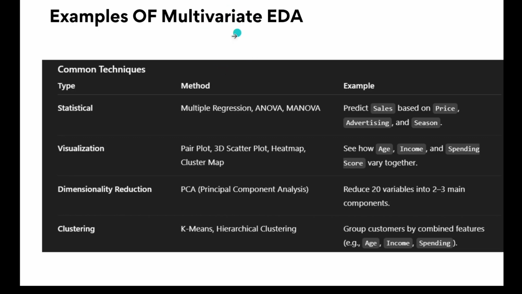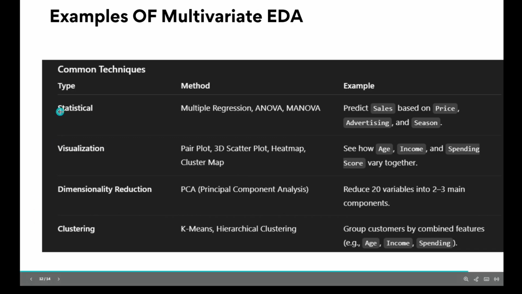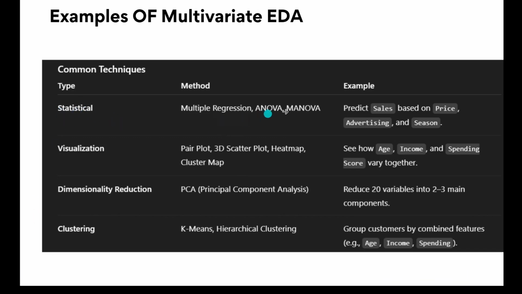Now when we are talking about multivariate EDA, we look at methods or techniques like multiple regression, ANOVA, and MANOVA. Statistical, like I mentioned, we are talking about multiple regression, ANOVA, and MANOVA. For example, we are trying to predict sales based on price, advertising, and season.